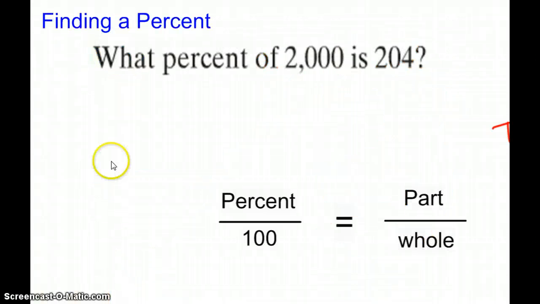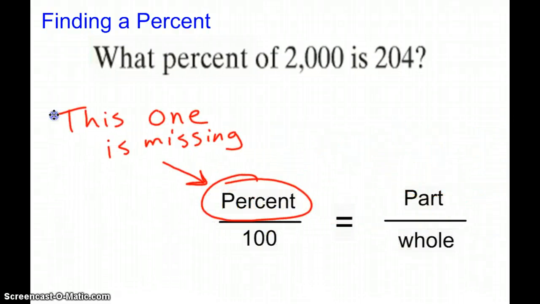Our first one is finding a percent. That is the next key point. Draw a line through your notes. Next key point is finding a percent. The question that we would have is what percent of 2,000 is 204? In our general formula, the percent would be missing because that's what they're asking, is what percent. So we have to set this up as if the percent was missing.